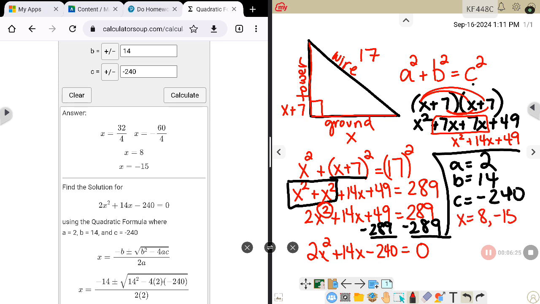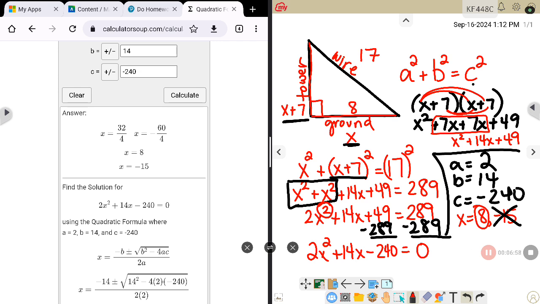Now, let's think about what these numbers are representing. What is x representing, and what is x plus 7 representing? x is representing the distance from the base of the tower to the end of the wire, that ground side. So x is not going to be a negative number, right? Because you're not going to be a negative amount of feet away. So positive 8 is the ground side.